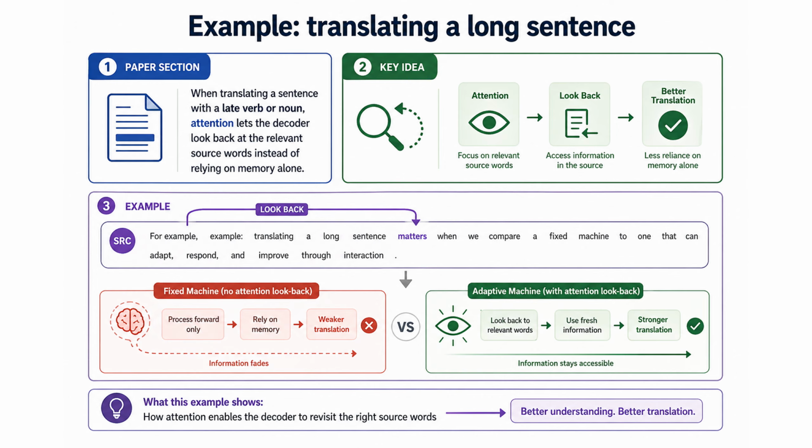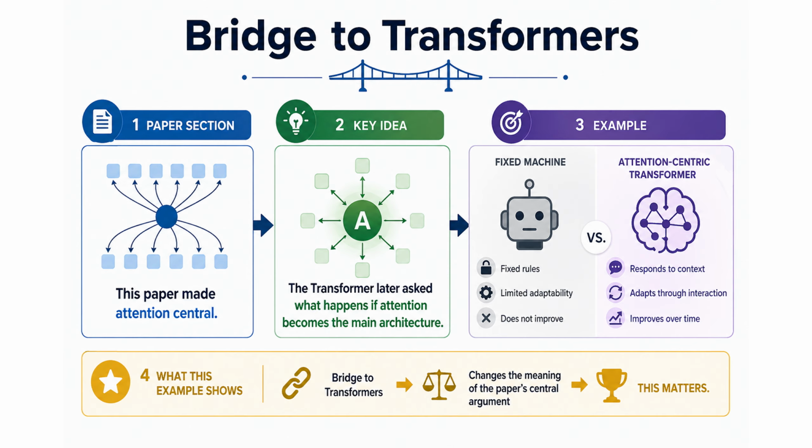Example: translating a long sentence. When translating a sentence with a late verb or noun, attention lets the decoder look back at the relevant source words instead of relying on memory alone. For example, translating a long sentence matters when we compare a fixed machine to one that can adapt, respond, and improve through interaction. What this example shows is how translating a long sentence changes the meaning of the paper's central argument. This matters because it helps explain why this paper became one of the foundation stones of AI history. Once that is clear, the next step is bridge to transformers, because that extends the paper's argument in a more concrete direction.